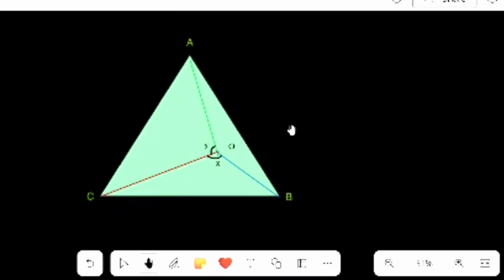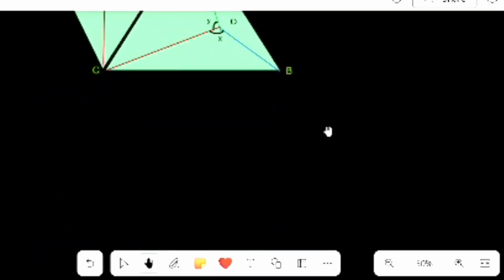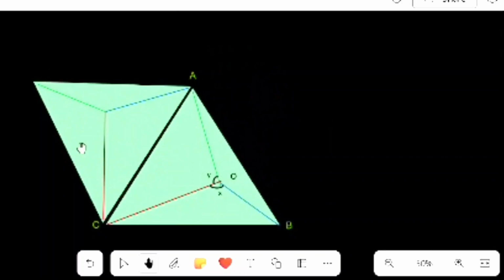So let's hope you have solved it. The trick to solve this question, or the method to solve this question, is that we are going to take any one of the vertices and rotate the triangle by 60 degrees. So you can imagine how it would look. It would look like this. So here we can see that this whole triangle is rotated about point C by 60 degrees.